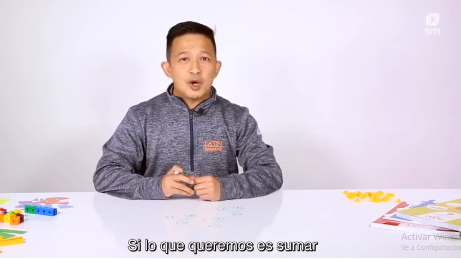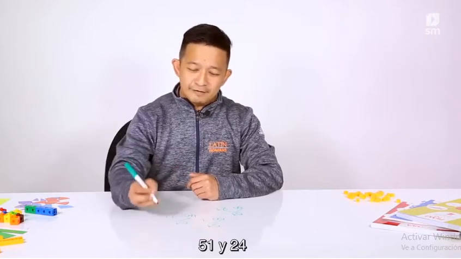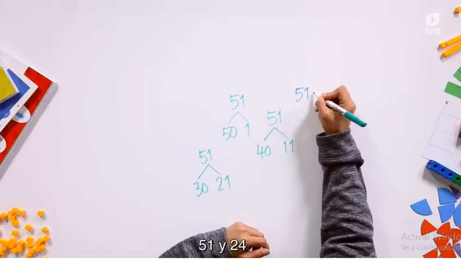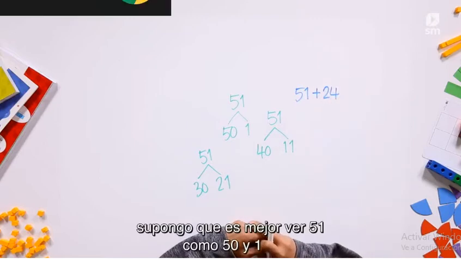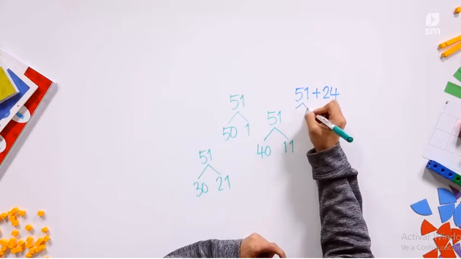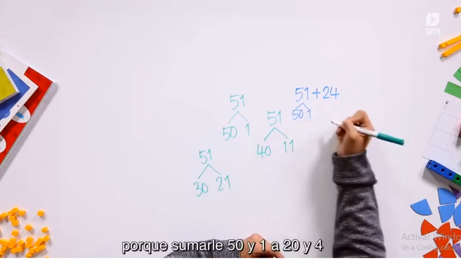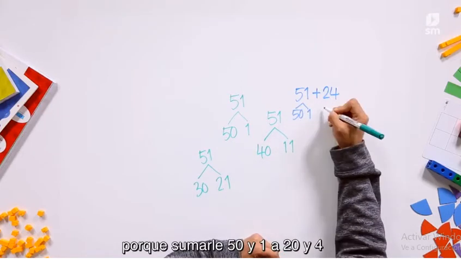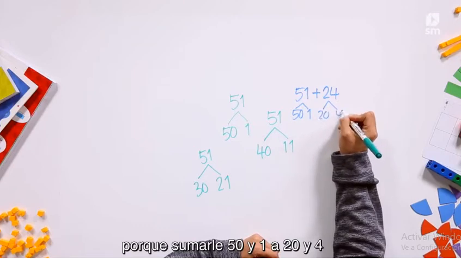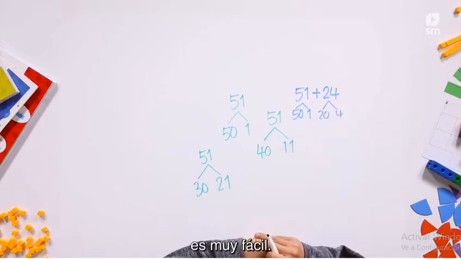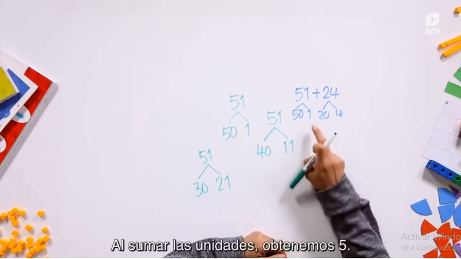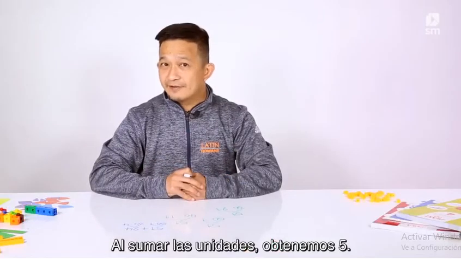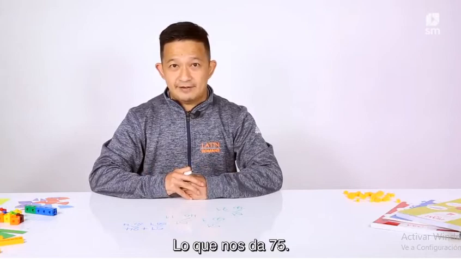If you want to do adding of 51 and 24, I suppose 51 is best seen as 50 and 1. Because adding 50 and 1 to 20 and 4, that's quite easy. Adding the tens got us 70. Adding the ones got us 5, giving us 75.